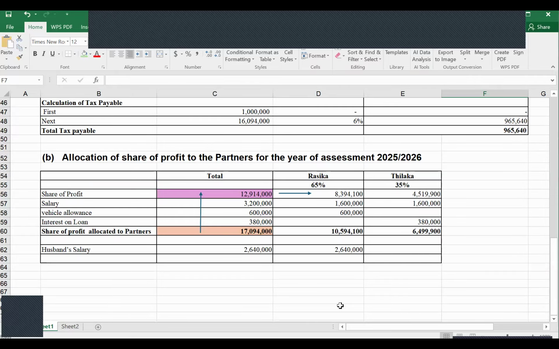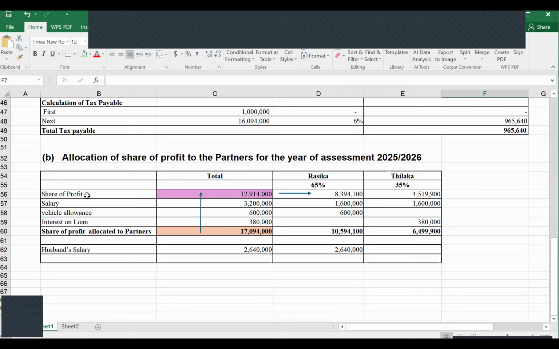So now we are moving to the most important part, that is profit allocation to partners. We have 2 partners. Now we can allocate income to partners. As I have already explained, we need a 4 column table, 2 columns for partners, 1 column for the total value, which is very important, and the description part.